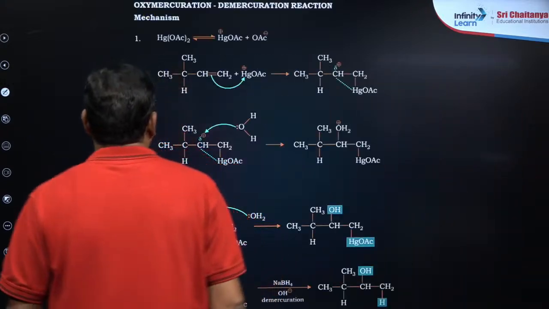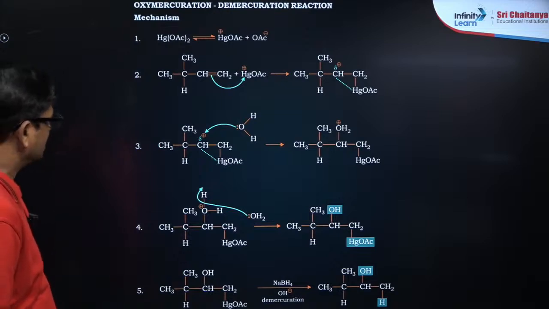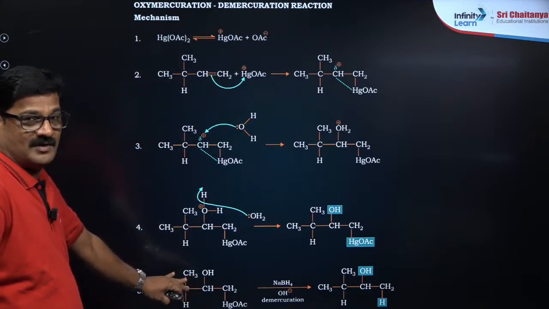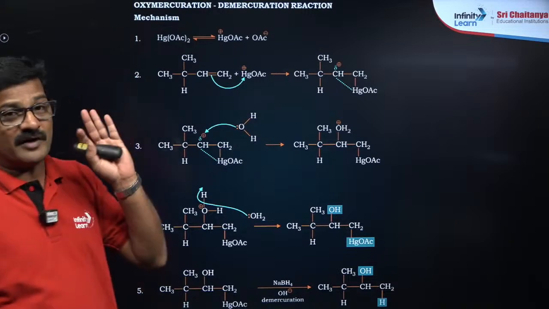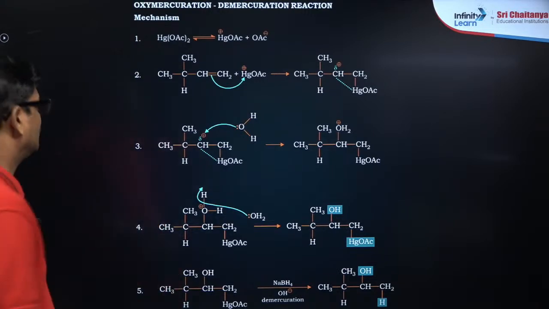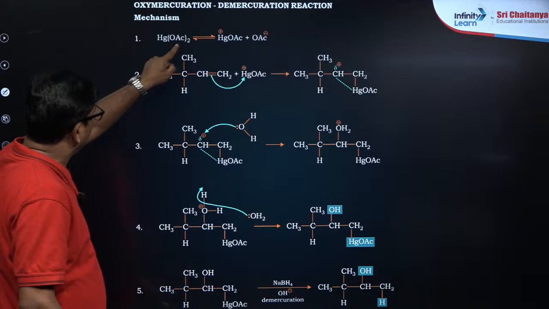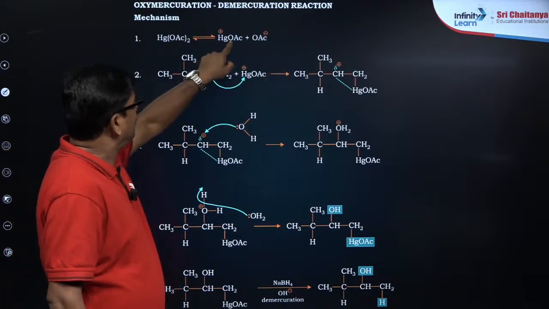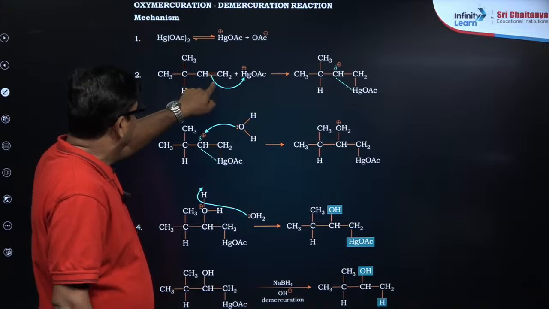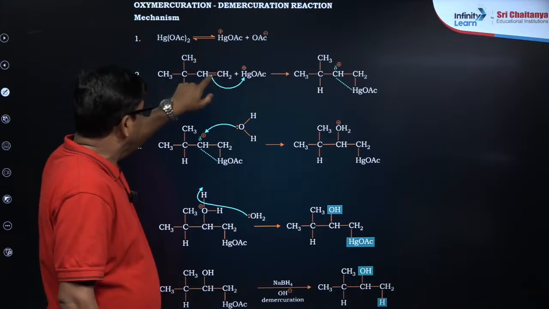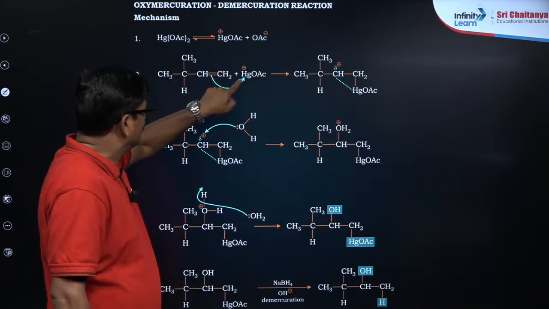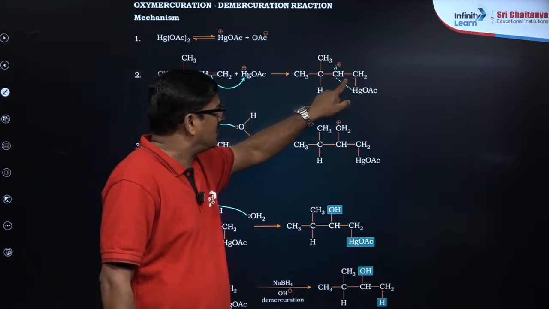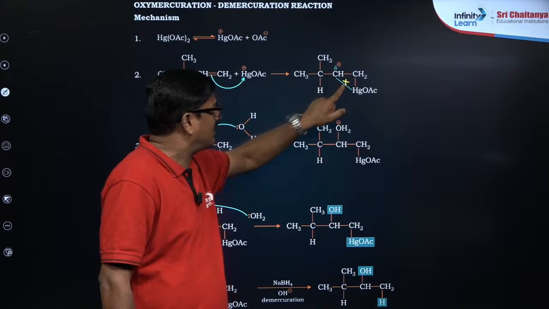Talking about the oxymercuration-demercuration mechanism, I am giving it only as a formality, so you need not worry about that. Mercuric acetate: the acetate ion is lost, and the mercuric acetate ion attacks, acting as an electrophile, so the pi bond is a nucleophile, so that a cyclic mercurinium (mercuric acetate) cation is formed.